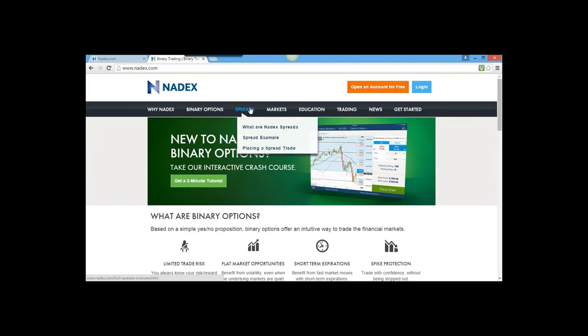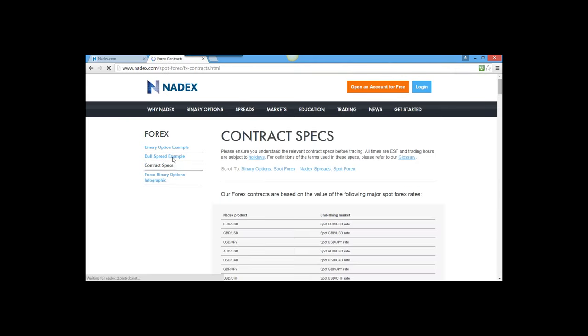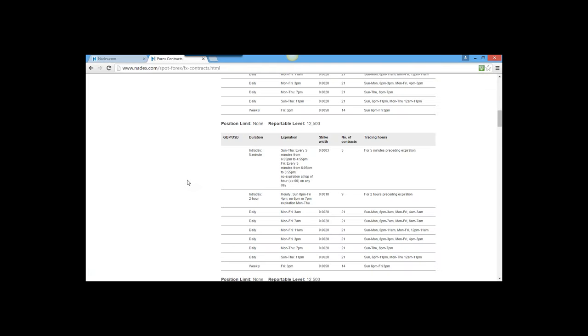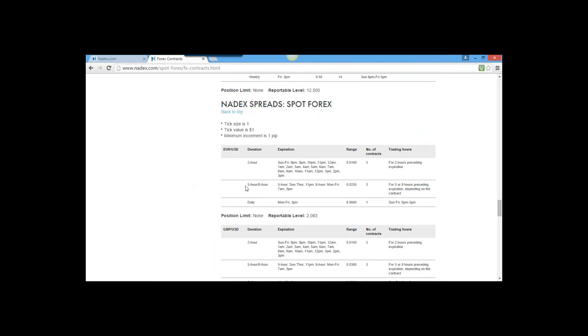On that one, markets, Forex, and contract specs. Let's see here. Binary spreads. All right, spreads, euro dollar. Okay, so we've got 11 p.m., 8 hours, 5 hours, 7. Okay, so yeah. We'll have another one that opens at 11 p.m. and goes for 4 hours, okay? And then we'll have another one that opens, or 5 hours, I'm sorry. So that's a new one every 5 hours, okay?